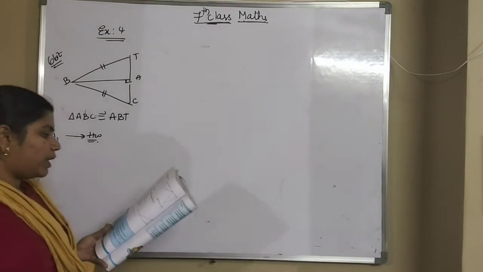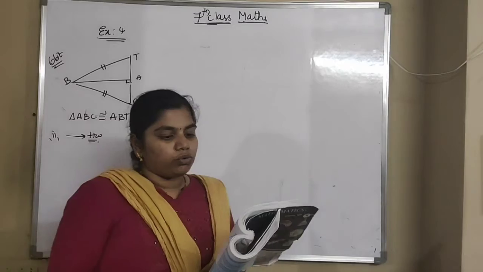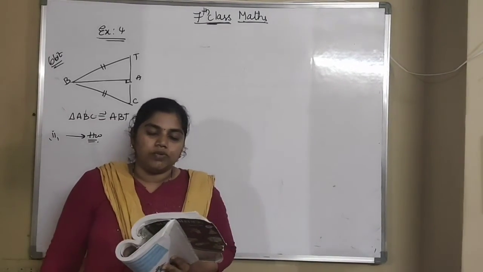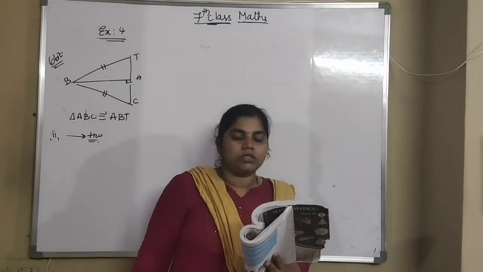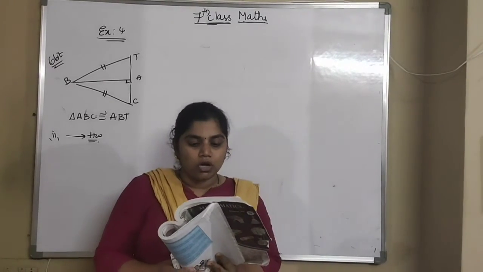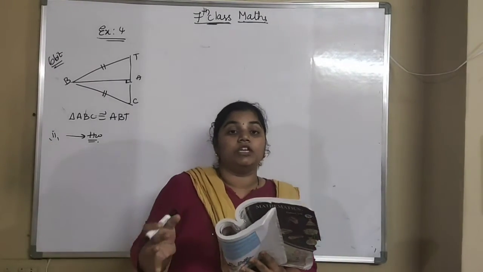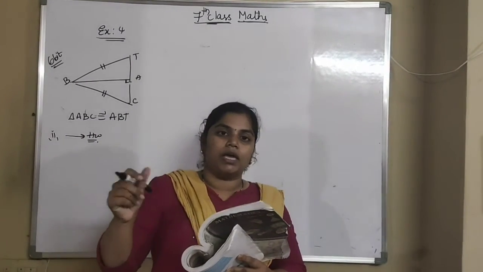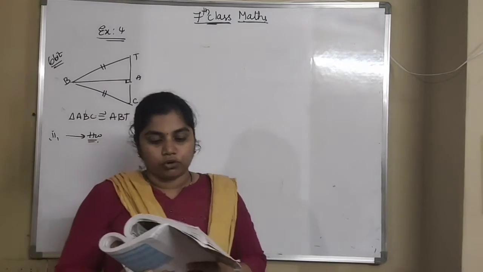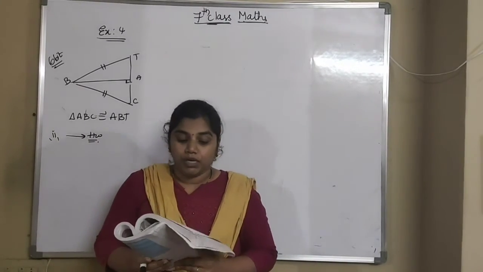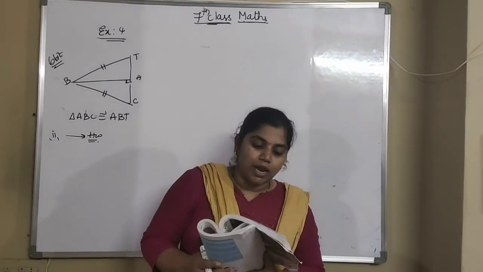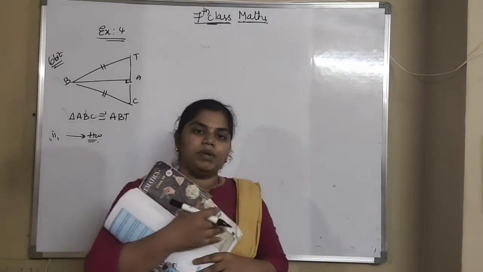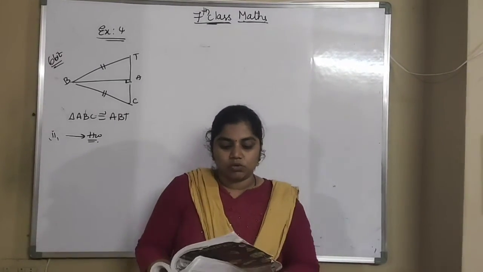And seventh one: in a squared sheet, draw two triangles of equal area such that the triangles are congruent. So we have to draw congruent triangles, and the areas should be equal. Then two triangles which are not congruent you have to draw, and the areas should be equal. What can you say about their perimeters? You have to find the perimeters. You try this one as homework.